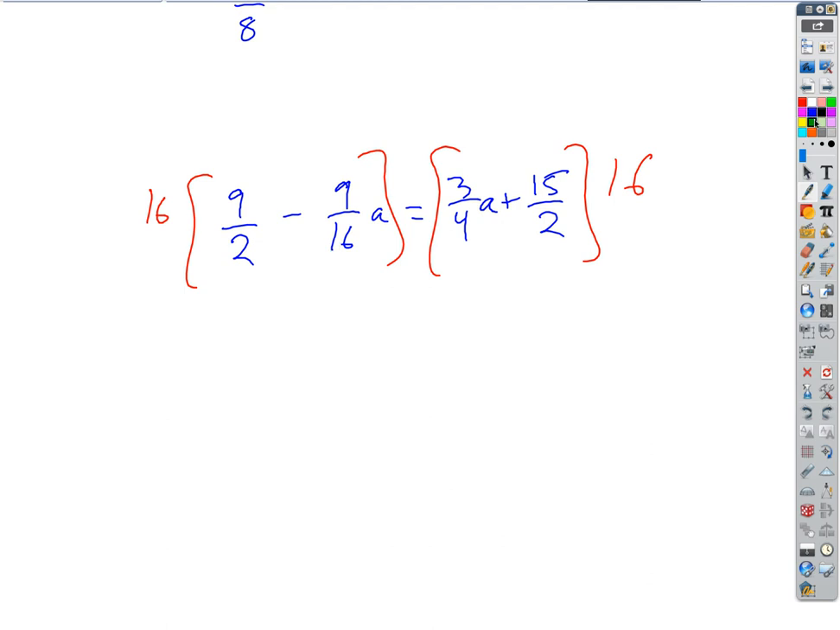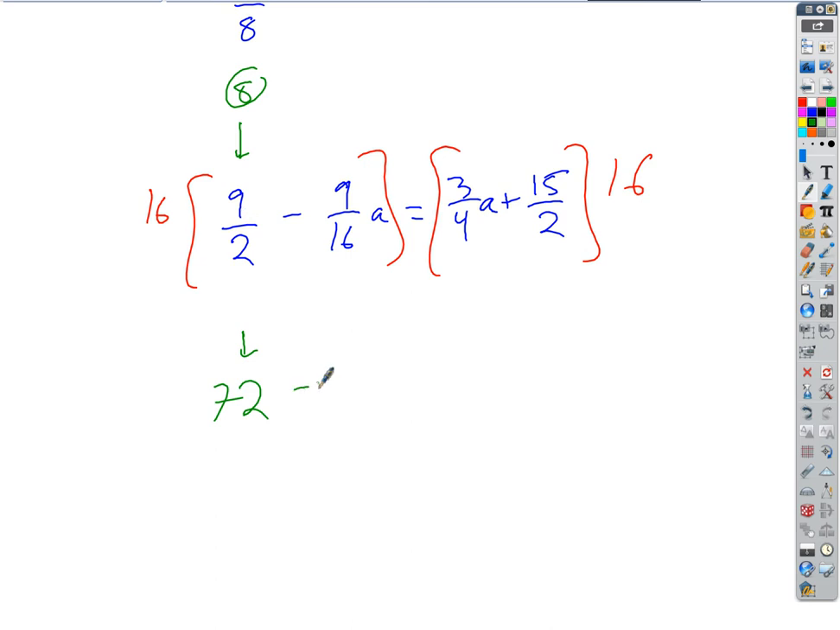So what are we going to get here if we reduce? 16 over 2 is 8 times 9, 72. Good. Easier to reduce first, isn't it? 16 times 9, we don't want to do that, right, if we can avoid it. We'd rather reduce first and then multiply, so we're dealing with smaller numbers.